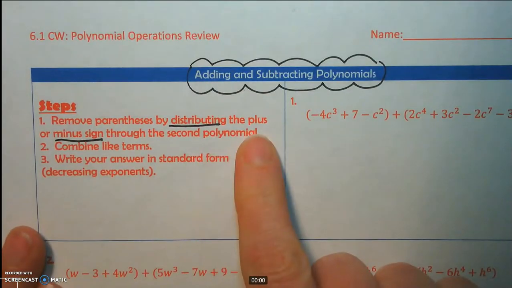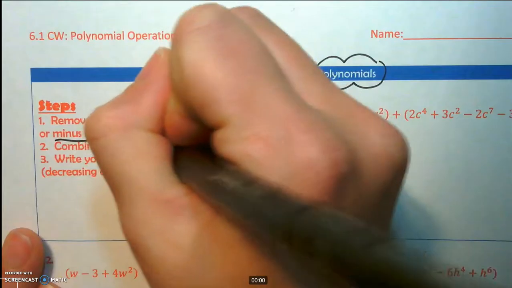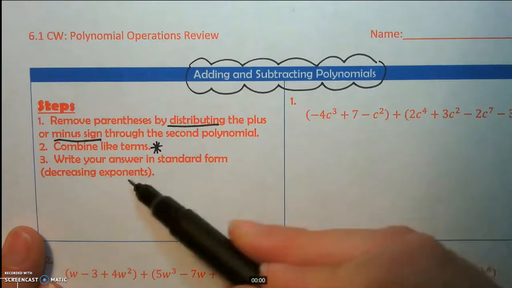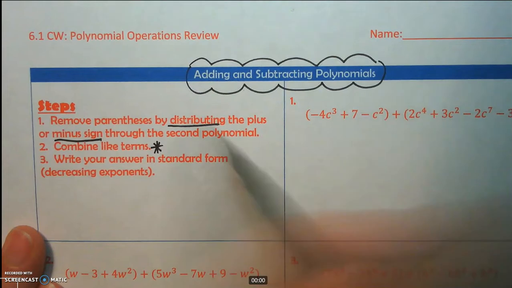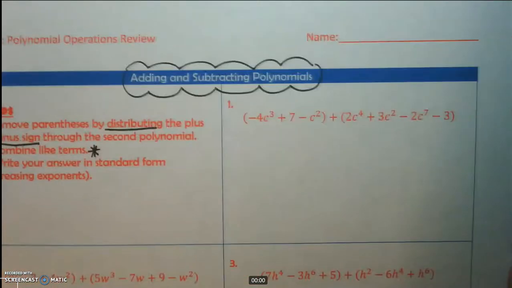With addition, again, you can kind of just drop the parentheses and combine like terms. I'm going to talk you through how I like to code my like terms, and then we just need to make sure that we write our answer in standard form, so from highest exponent to lowest exponent.